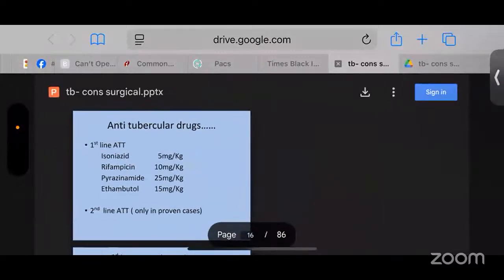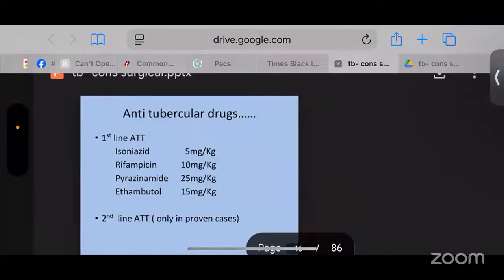So remember, for tuberculosis medications, the primary first line should be HRZE. There is no S in this. So rifampicin, isoniazid, pyrazinamide, and ethambutol. These are the 4 drugs we are supposed to administer to the patient, and they are not to be given vaguely. We should always give according to the weight of the patient, and this is how you should remember: HRZE 5, 10, 25, 15 milligram per kg body weight.